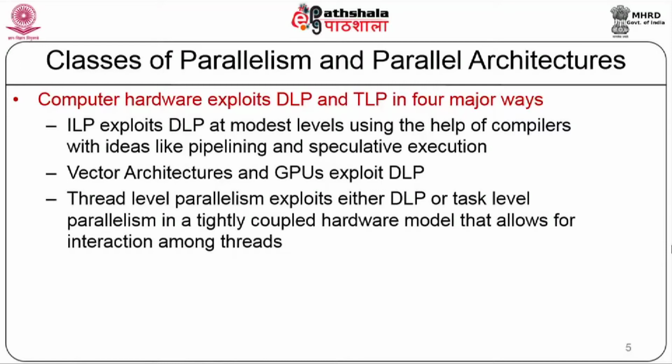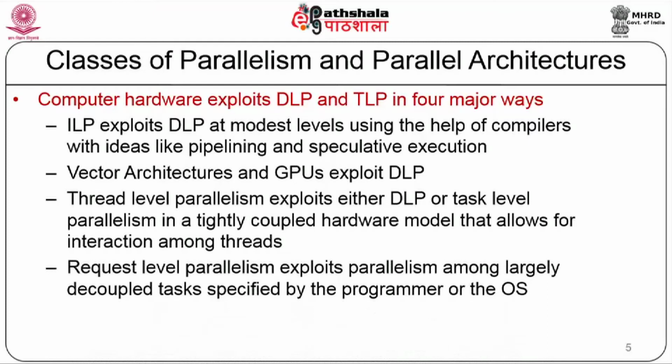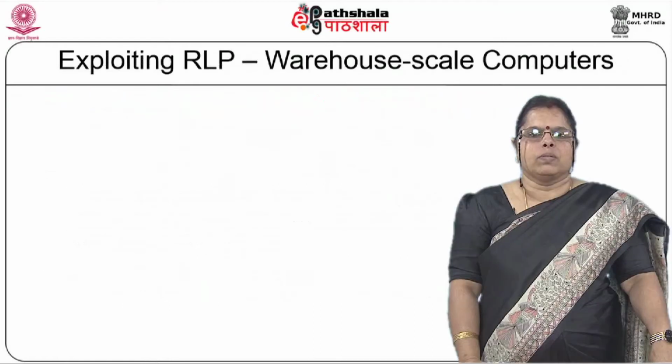And thread level parallelism, we even had an example of the Niagara processor, where there is extensive thread level support. Thread level parallelism exploits either data level parallelism or task level parallelism in a tightly coupled hardware model that allows for interaction among threads. And request level parallelism exploits parallelism among largely decoupled tasks which are specified by the programmer or the OS.